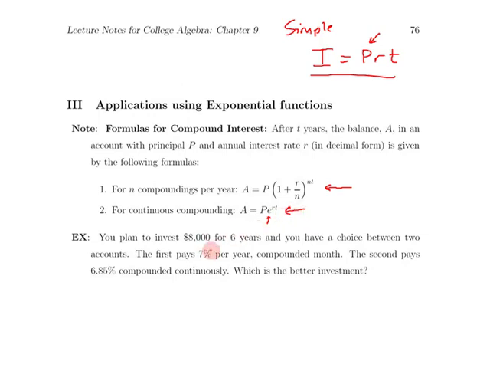In the example you see here, we have $8,000 for 6 years. We want to invest, and we have a choice between two accounts. The first is 7% per year, compounded monthly. The second is 6.85% but compounded continuously. Now, if they were the same interest rate, I would know automatically that continuous is better than compounded at regular intervals, because continuous is the best you can get. But because we've lowered the interest rate, it's hard to tell just by looking at the problem. We're actually going to have to do some calculation.